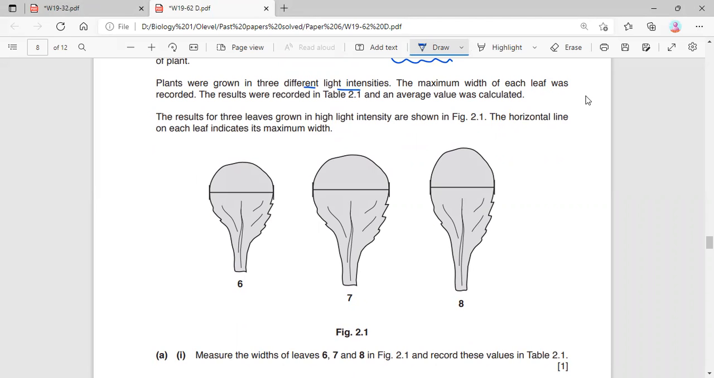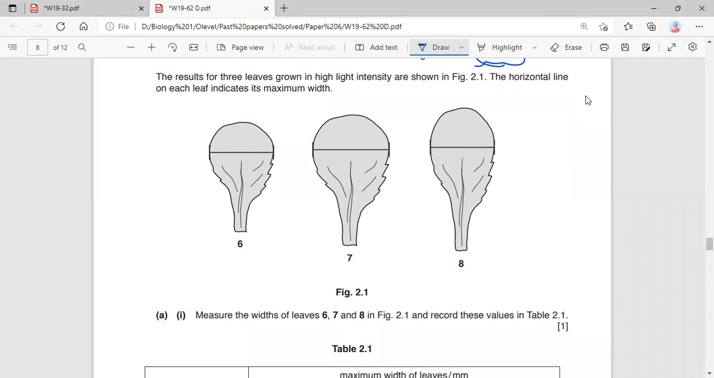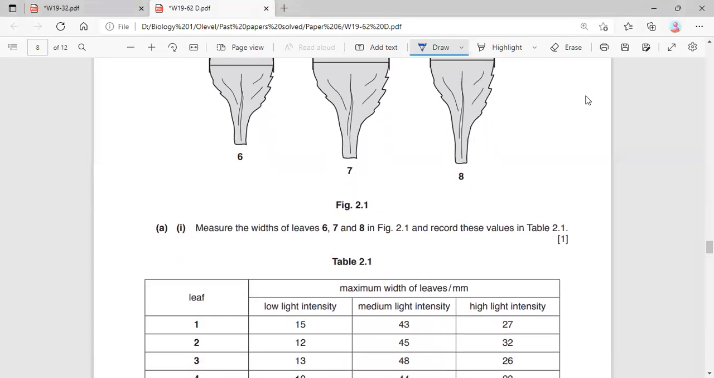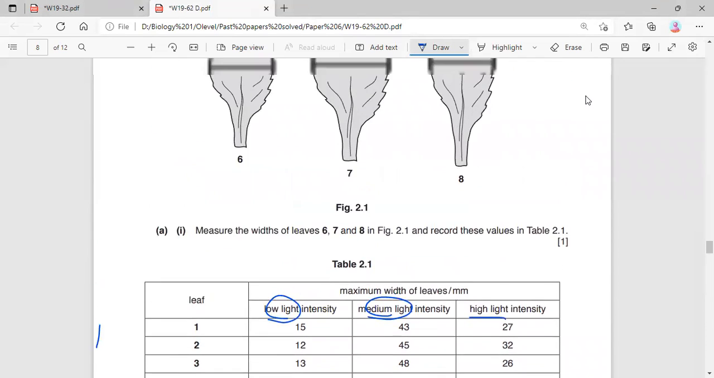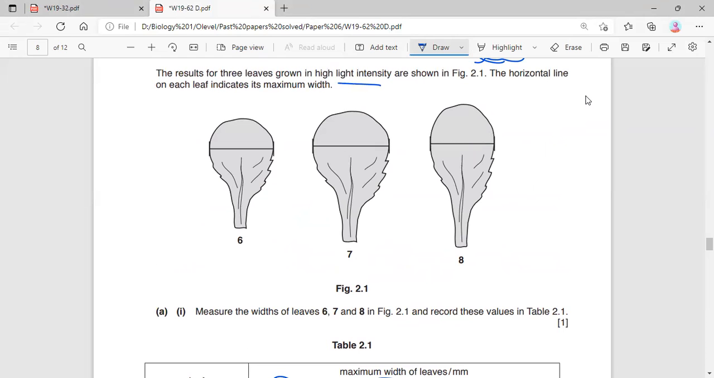The maximum width was recorded and the average value was calculated. Okay. The results for the 3 leaves grown in high light, there is a horizontal line, indicates the maximum width. What are you going to do? He gave you the leaves for low light intensity, medium light, and high light. But it is missing 3 leaves, and he wants you to calculate the average. Where will I get these 3 leaves? You will just measure with your ruler these 3 lines.